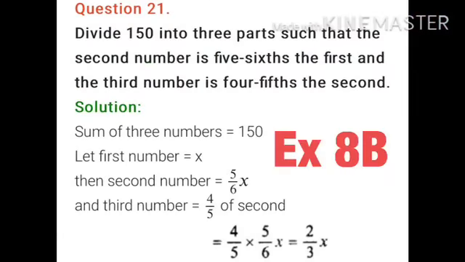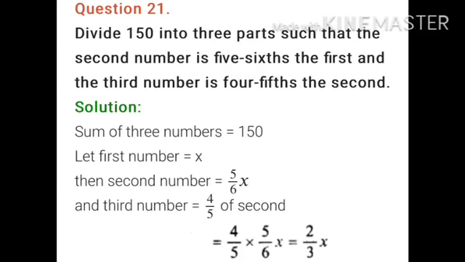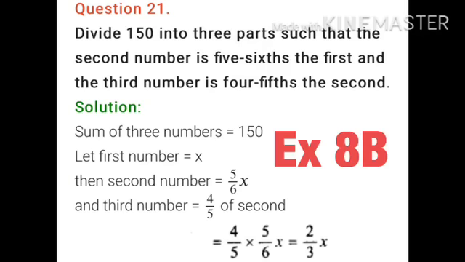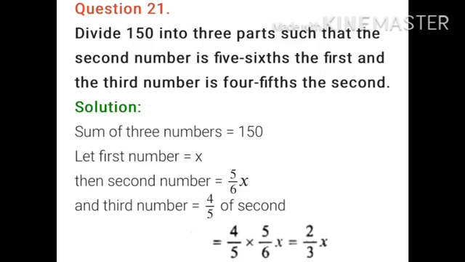Now the 21st question: divide 150 into 3 parts such that the second number is 5/6 the first and the third number is 4/5 the second. Now the solution. The sum of the three numbers is equal to 150. Let the first number be x, the second number is equal to 5/6x, and the third number is equal to 4/5 of the second, that is 2/3x.